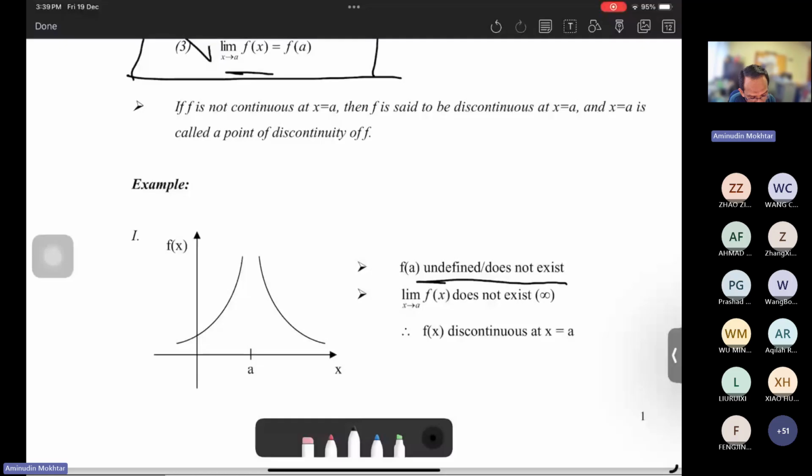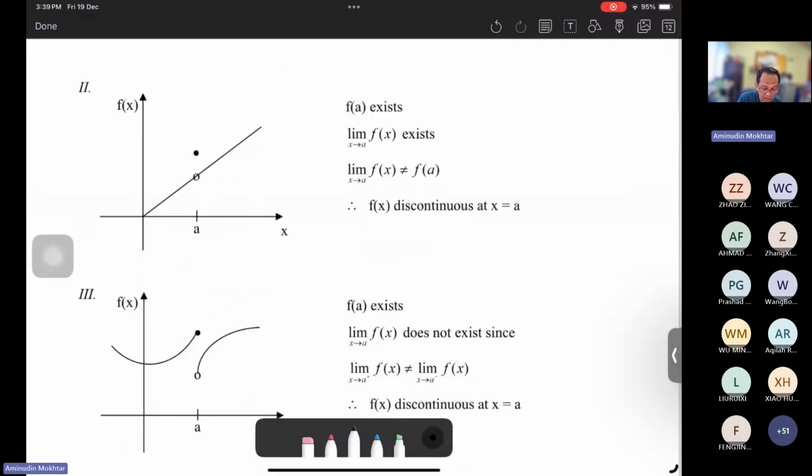The limit means that when x approaches a, whether from the left or from the right, the value of y has no limit. The value of y keeps increasing as x approaches a. In this case, the function cannot be defined at point a. The limit does not exist, so we can conclude that at this point the function is discontinuous. There's a gap. There's a hole in the function.